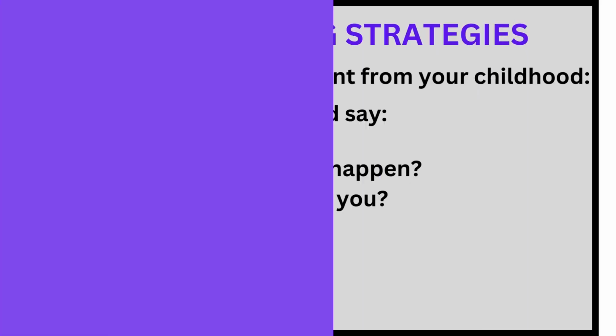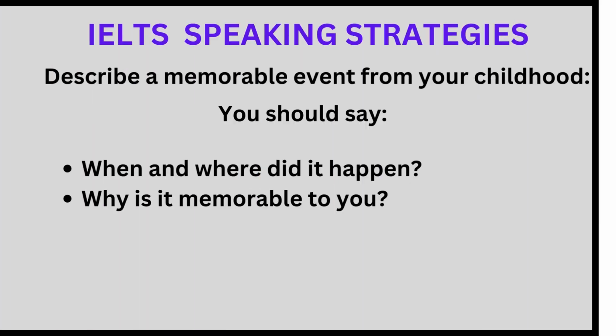Let's get into it. Looking at task card number 5 in our strategy series: describe a memorable event from your childhood. When and where did it happen? And why is it memorable to you? Well, a little bit different here because you can see that they've put 2 questions together in one line. When and where did it happen? And then they also ask why. So we've used when, where and why. Good. And why is it memorable to you?